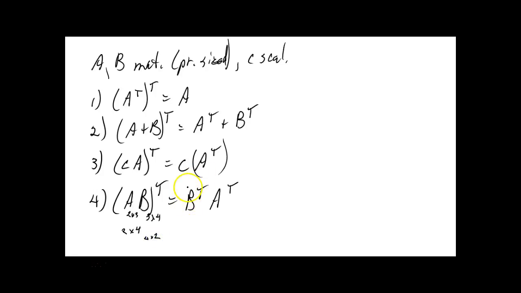Now, B transpose would have to be a 4 by 3, and A transpose would be a 3 by 2. Right? And then you could multiply that together and get a 4 by 2. So just the innards have to be the same. Yeah, exactly. If you can do the first one, then you can do the other one.